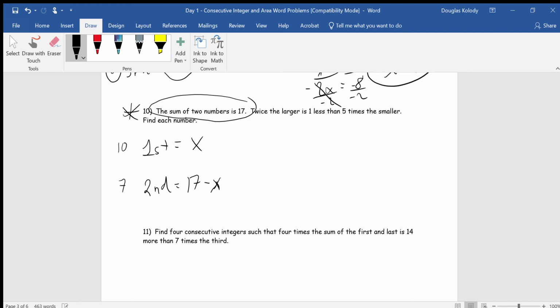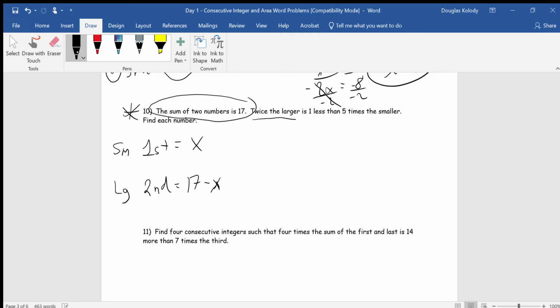All right, twice the larger. All right, so let me erase this right here. I don't know if these are correct, so let's get rid of that. Twice the larger is 1 less than 5 times the smaller. Do we have any idea which is smaller or larger here? No. So let's arbitrarily call one smaller and one larger. Could I have reversed it? Yes, I could have. All right, but now let's just translate.